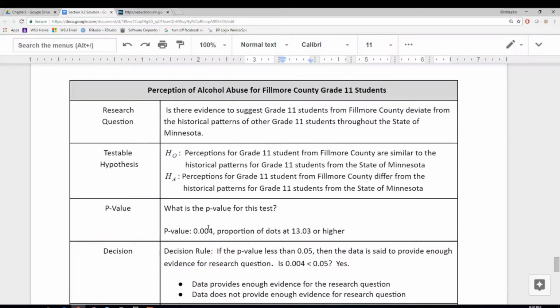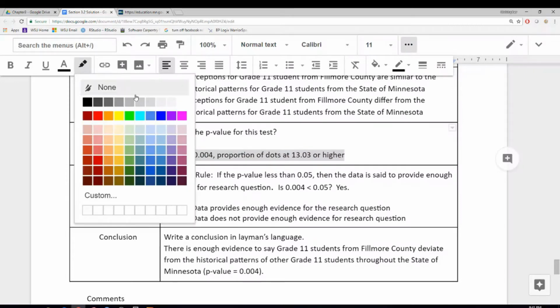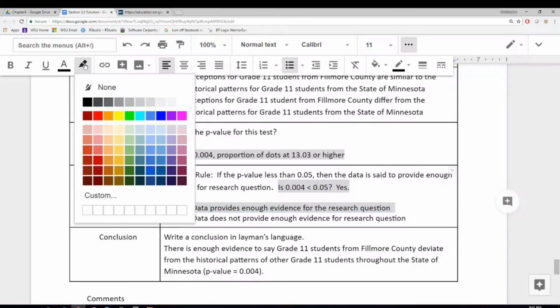So let's go ahead and finish up here then. The research question was, is there enough evidence to suggest that grade 11 students from Fillmore County deviate from the historical patterns of other students throughout the state of Minnesota? The p-value for this test is 0.004. Again, I'm just determining the proportion of dots that are greater than 13.03. Is 0.004 less than 0.05? It is indeed less than that. So therefore, I do have enough evidence for the research question here.